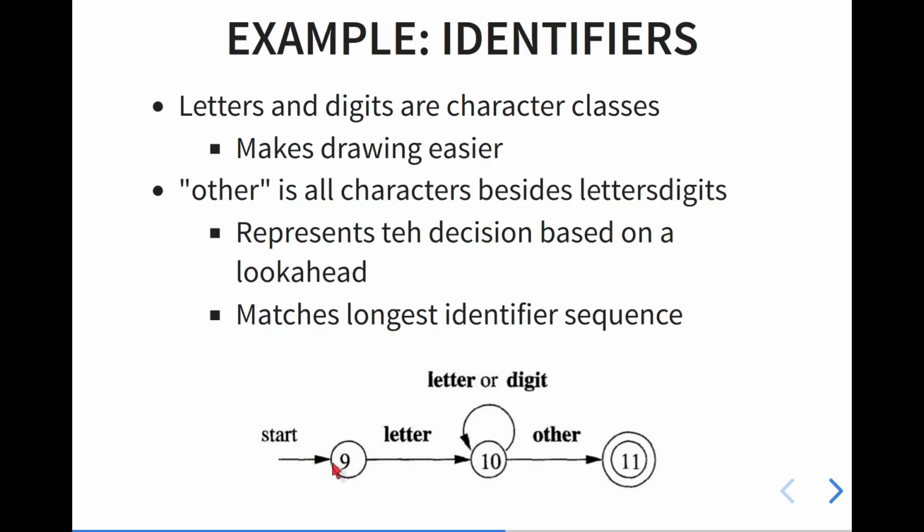You start at state 9, so this is our in arrow that has no preceding state. And if we see a letter in the input, then we move to state 10. If we don't see a letter in the input, what happens?